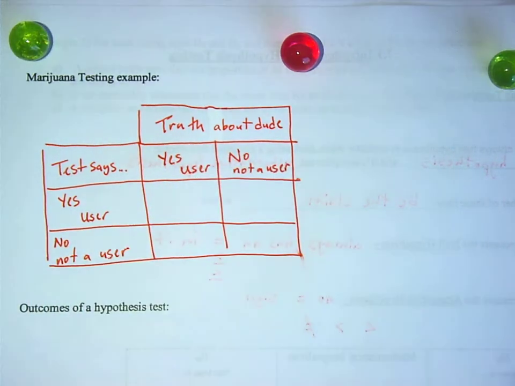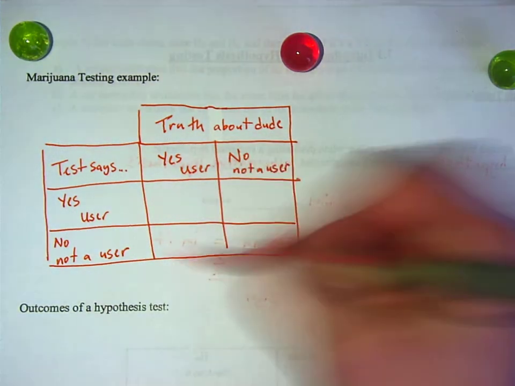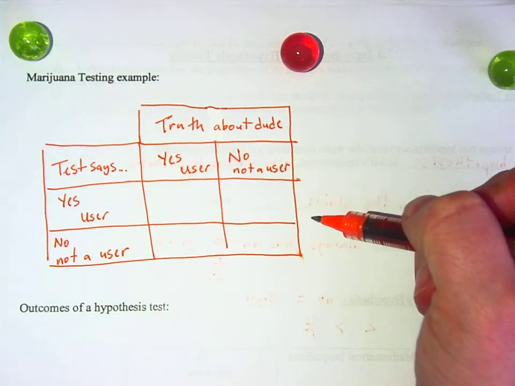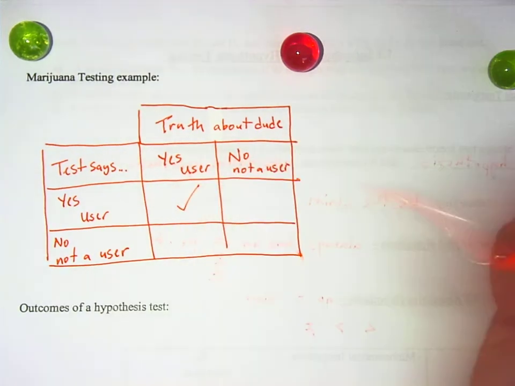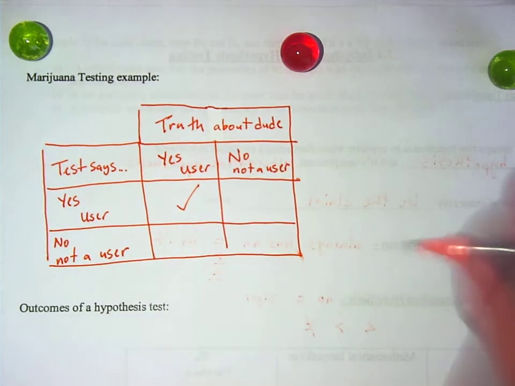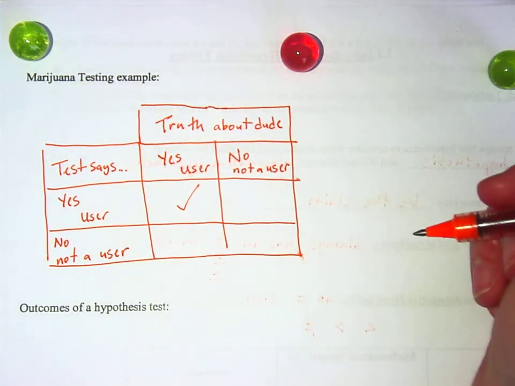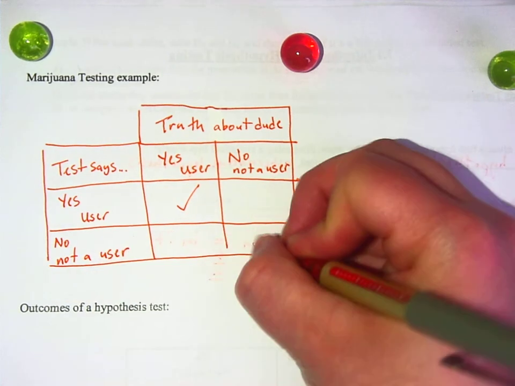So what do we want the test to do? Let's suppose I made the test, and I want my test to be successful. What do I want it to do? Like, what if somebody is a user? Then what should my test say? Right, so this is good, right? If they're a user and my test says, yes, they're a user, then my test is good. What's another good thing to happen? If they're not a user and my test says not a user.